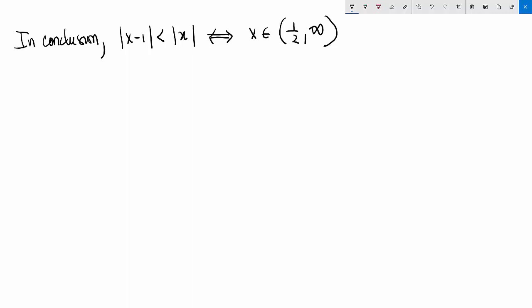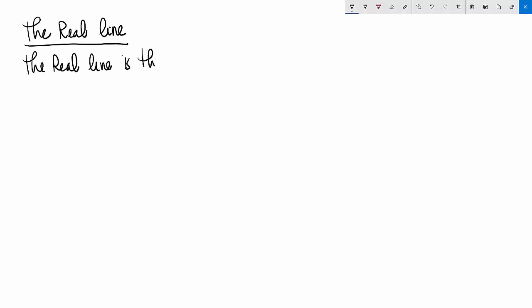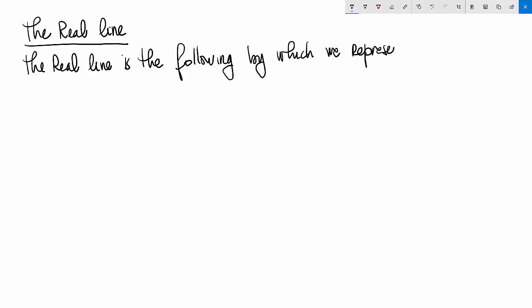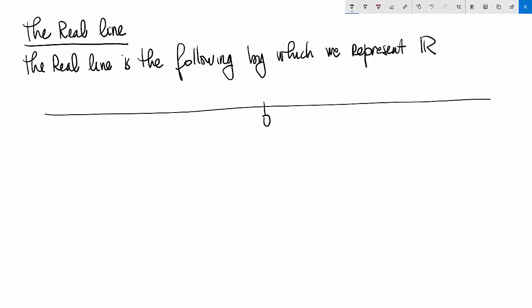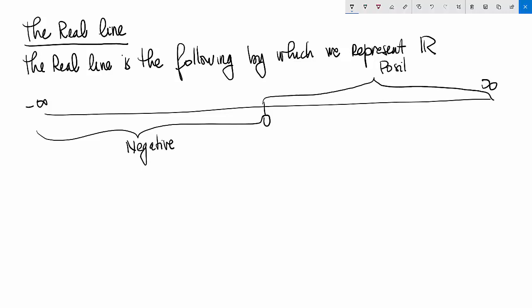Alright, so moving forward, let's talk about the real line. Let's say the real line is the following line, by which we represent R. We have the real line, you have 0 here, negative infinity there, infinity. We say that these are the negatives, and these here are the positive numbers.